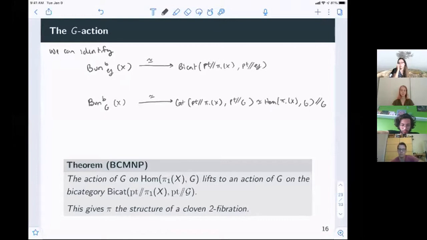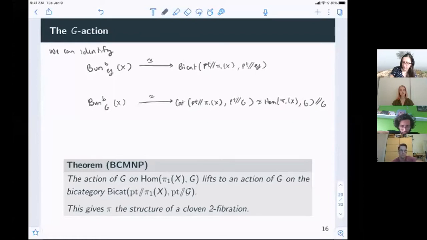So looking at the action groupoid, where the action of G is by conjugation. The action groupoid is a category where the objects are the objects in this set, in other words, homomorphisms from pi1X to G. And then we have morphisms between those objects exactly when they're identified by the G action.